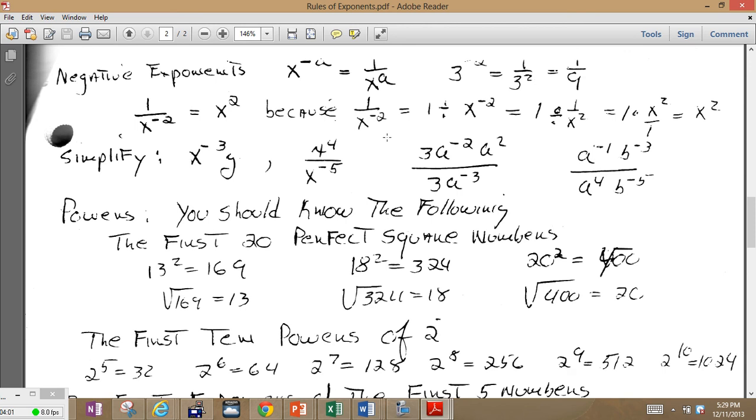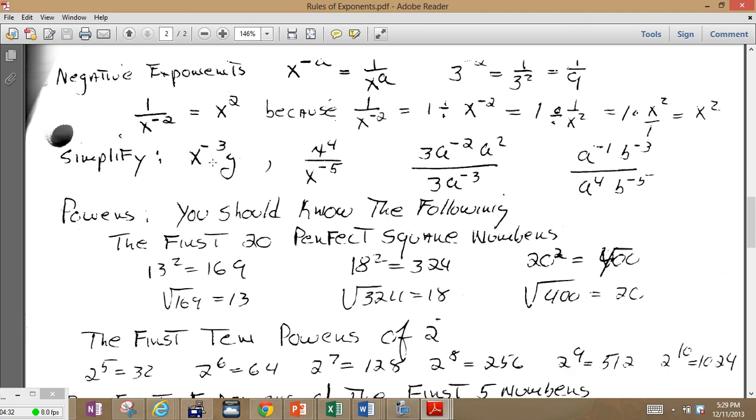1 divided by x to the negative second is 1 divided by 1 over x squared, which is 1 times x squared over itself. So basically, negative exponents imply that they're in the wrong place, and if they're in the denominator as negative, they come up as a positive in the numerator. Okay, so we should be able to simplify expressions like this.